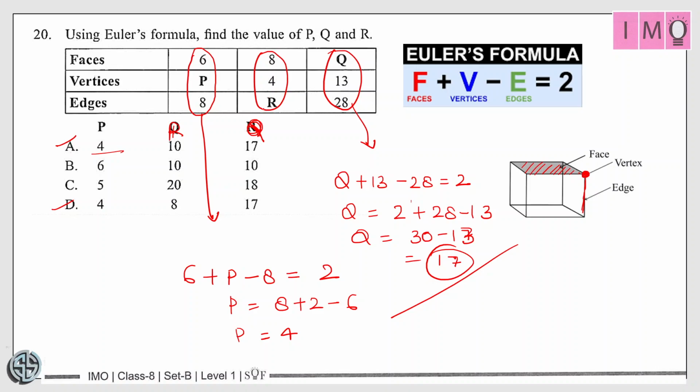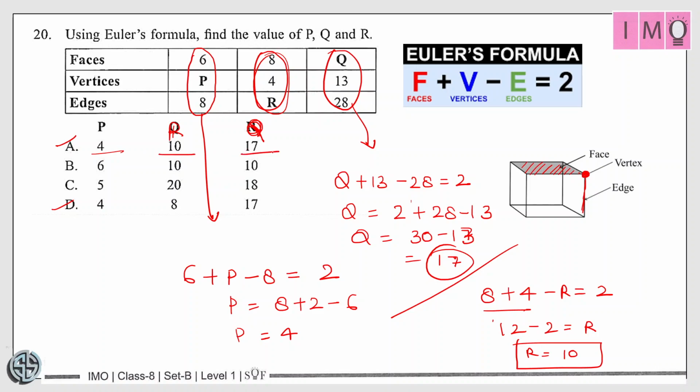Now if you see for this pair, you can also relate 8 plus 4 minus R will be equal to 2. Now when you solve, R will go that side, it will be 8 plus 4, you will write 12. 2 when it comes this side, it will be minus 2, minus R when it goes that side, it will be R, so the value of R will be 10. Okay, so you can relate that R is 10 and Q is 17, so option A will be the correct one. This will be our correct answer.